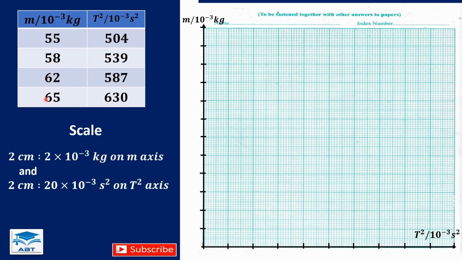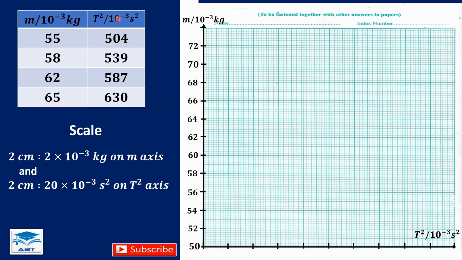When we look at the values of m, the least value is 55 and the highest is 65. And the question did not tell us to start from the origin 0, 0. So we can start from 50 and keep on adding 2. So we have 52, 54, 56, 58, 60, 62, and so on. And so we will get our values 55 to 65. We will get all of them here.